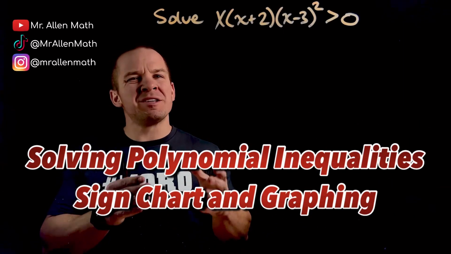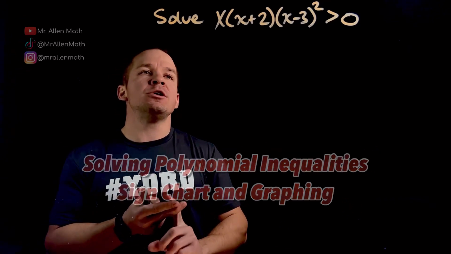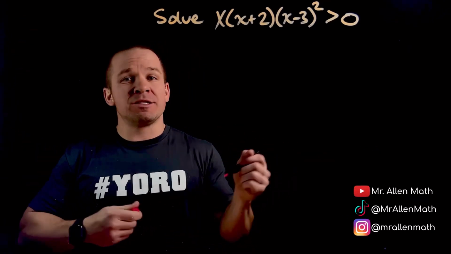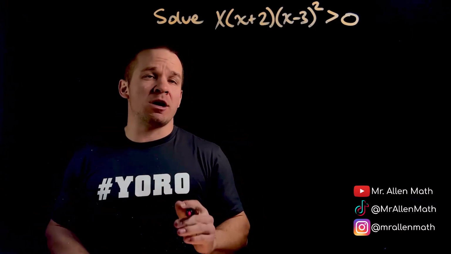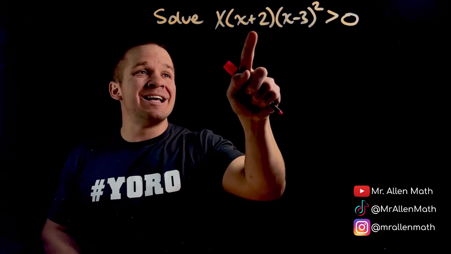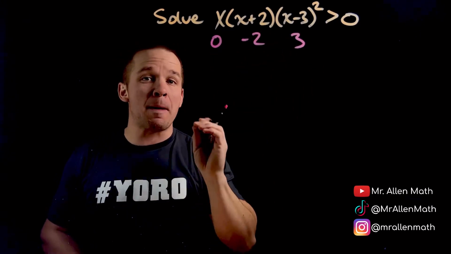Mr. Allen here. We're about to solve this polynomial inequality by both graphing and using a sign chart. Some of you may prefer one over the other, so I'll show you both. All right, so let's start by using a sign chart here. I've got to look at my key values. We have 0 for this one, -2 for this one, and 3 for this one. So those are my three biggies here.